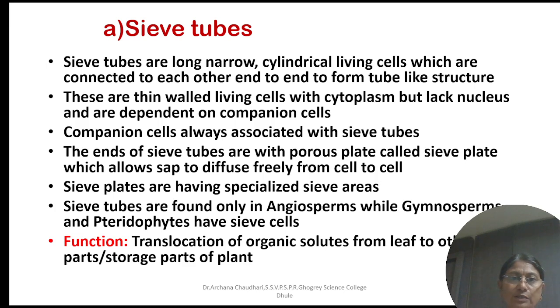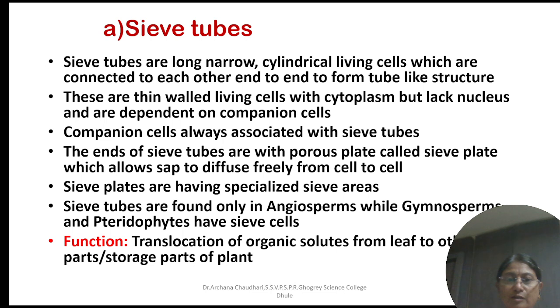These are thin-walled living cells with cytoplasm but lack a nucleus and are dependent on the companion cell. Companion cells are always associated with the sieve tubes. The ends of sieve tubes have a porous plate called a sieve plate, which allows the sap to diffuse freely from cell to cell. Sieve plates have specialized sieve areas. Sieve tubes are only found in angiosperms, while in gymnosperms and pteridophytes they have sieve cells. The perforation plate is absent in the sieve cell.